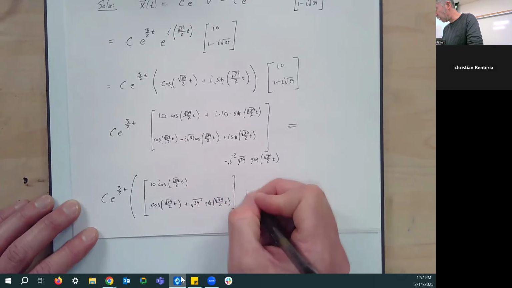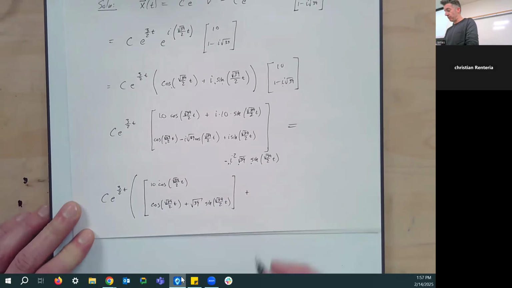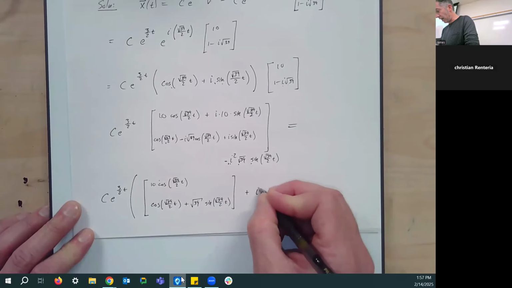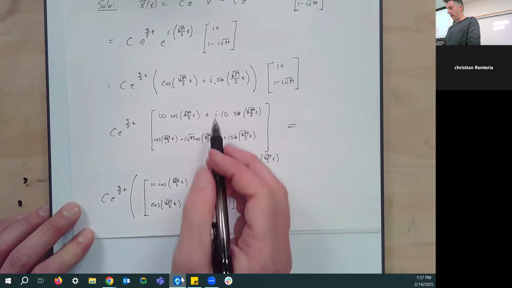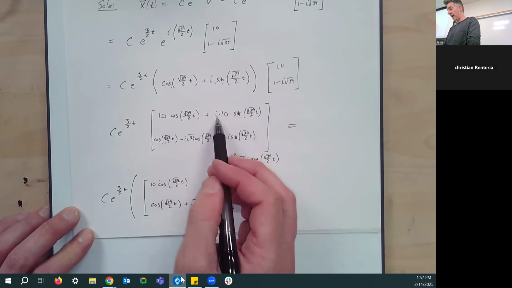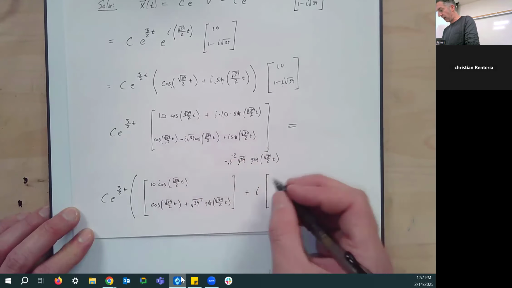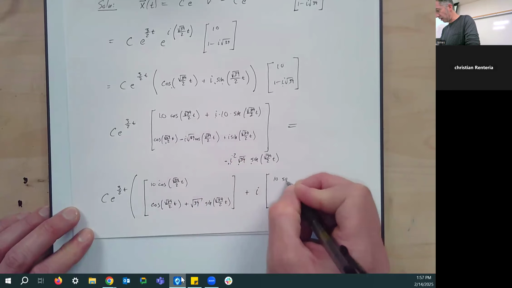And then the second component, or the second vector, sorry, is going to be, I'm going to pull out the i, and in the first entry, it's going to be i times 10 times sine of whatever. So the i comes out and you've got 10 times sine of whatever.